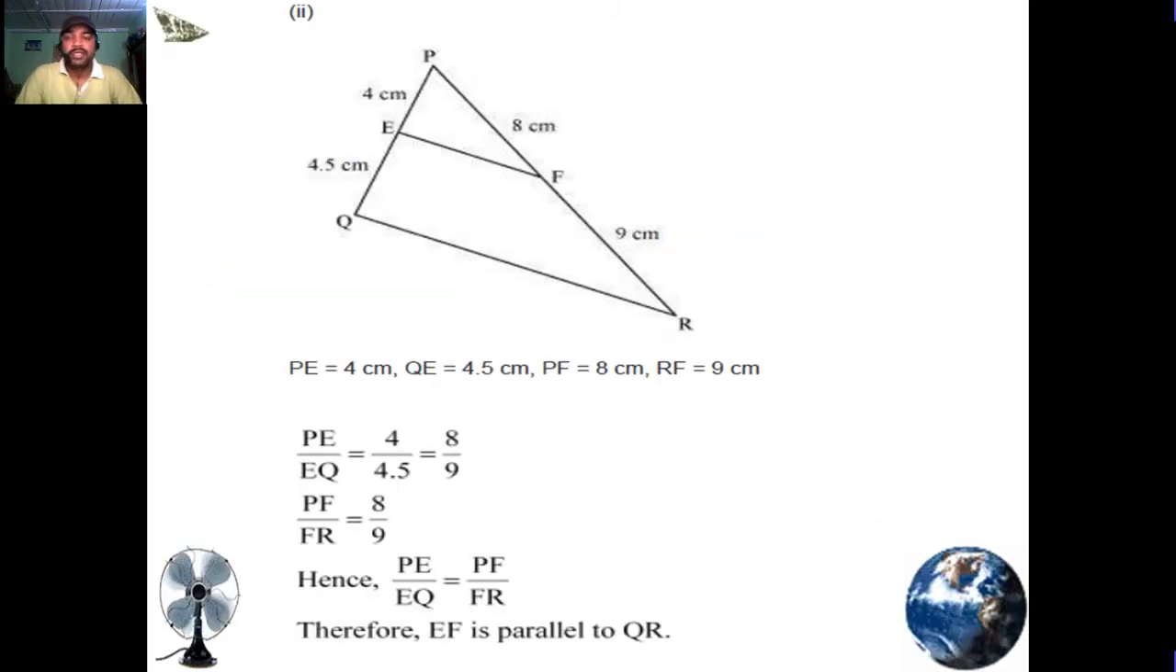And now second, PE is 4, QE is 4.5 centimeter, PF is equal to 8 centimeter, RF is equal to 9 centimeter. PE upon EQ is 4 upon 4.5, PF upon FR is 8 upon 9. Hence PE upon EQ is equal to PF upon FR. Therefore EF is parallel to QR.